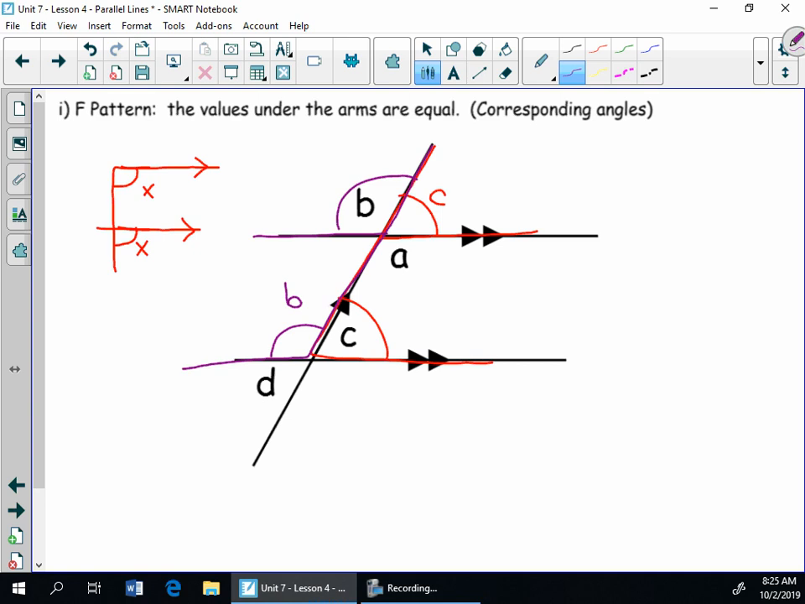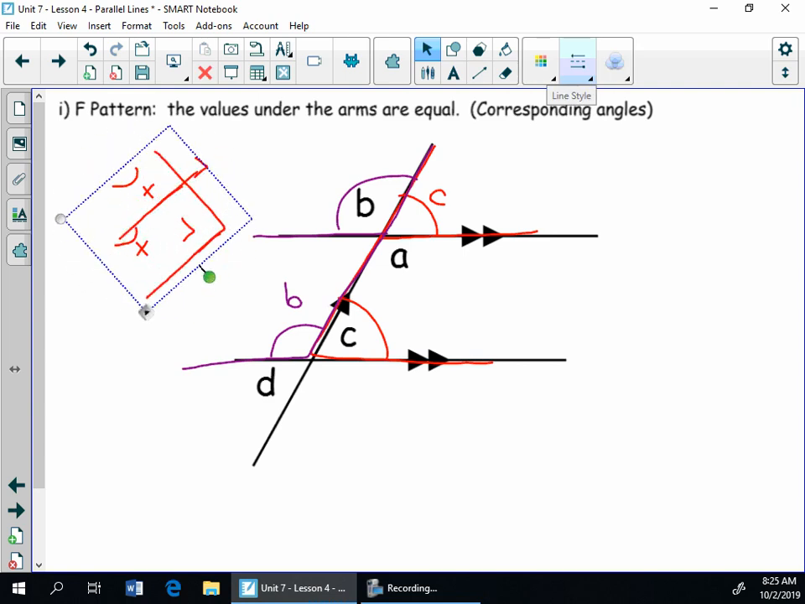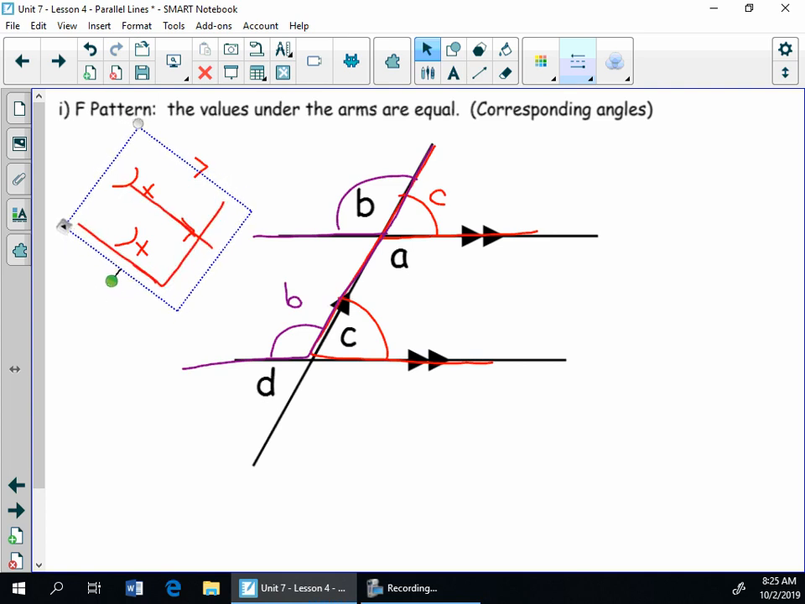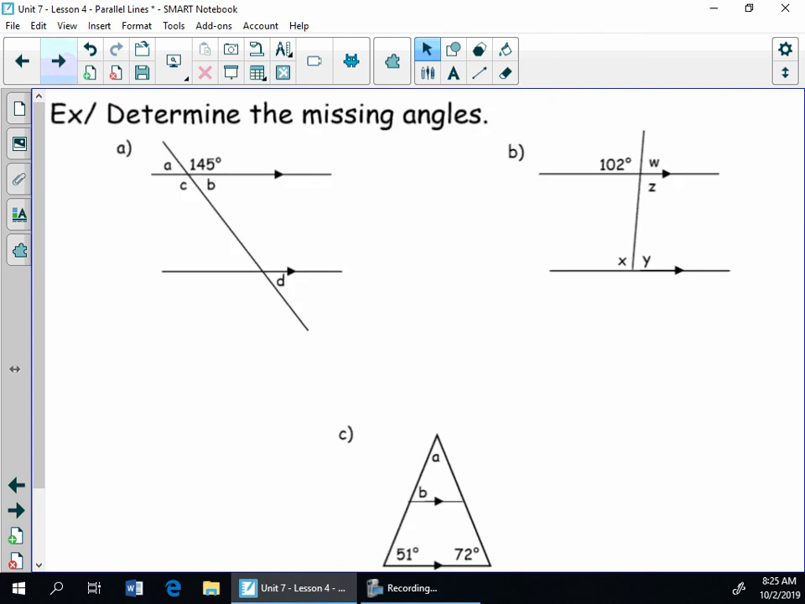So our F, which can look like an F, can also be this thing, but upside down, sideways. It can be all kinds of crazy directions. As long as you can turn your head or turn the paper and see an F, you know you have angles that are equal to one another. Let's take a look at some examples.